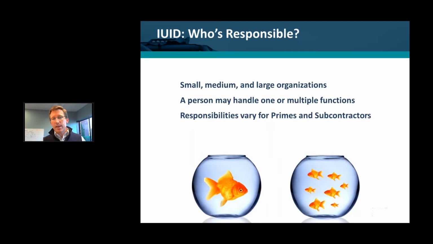Who's responsible for IUID? Well, all organizations, small, medium, and large. Like I said before, one person may handle one or multiple functions in this whole workflow or cycle, but the responsibilities will vary from prime to subcontractor. For instance, subcontractors rarely, if ever, submit data electronically through to the government. In almost all cases, that's the prime contractor responsibility.